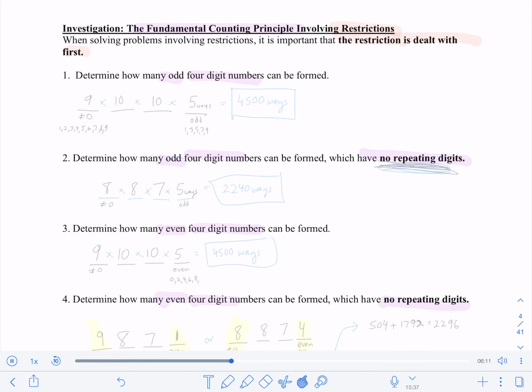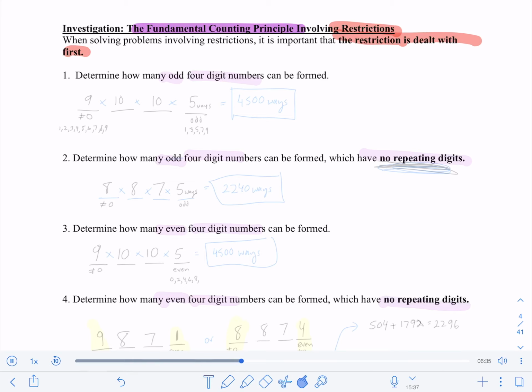Welcome back. Here's the second part of this little instruction video. We're going to keep on using the fundamental counting principle, but we are going to have something here called restrictions. And so when you're solving problems that include restrictions, it's important that the restriction is dealt with first, and you're going to see why in just a minute.